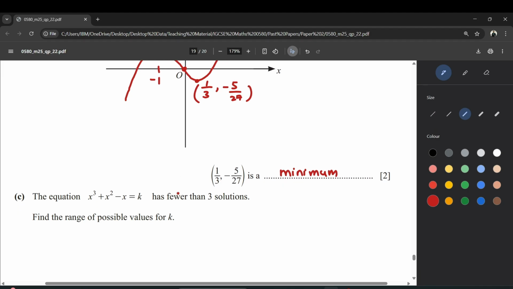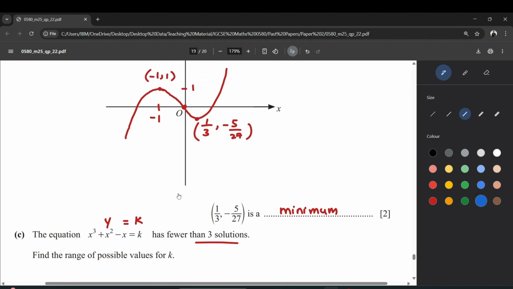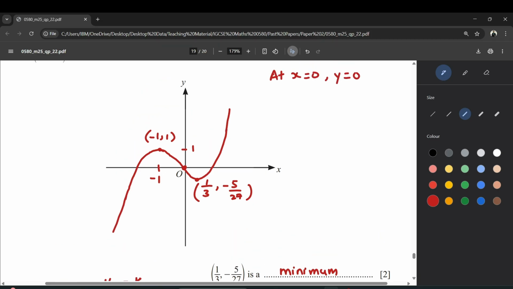All right. Now it says the equation x cubed plus x squared minus x is equal to k. This is the same as our equation, isn't it? So we can say that y is equal to k, where k is a constant. It says that y equals k has fewer than 3 solutions. Let me extend the graph a little bit. If I draw a line somewhere over here, for example, y equals k, you can see that this straight line is intersecting the curve at 3 points, 1, 2, and 3. So there will be three solutions.